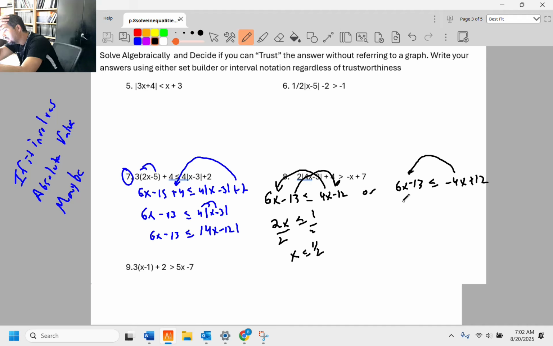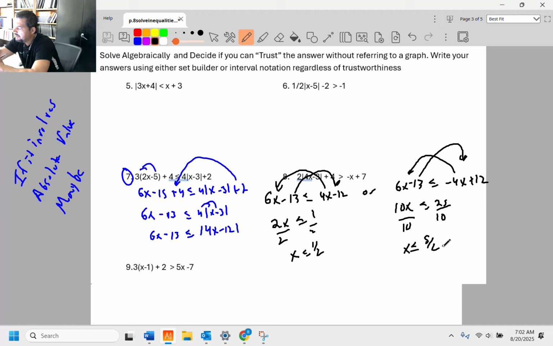We add 4x to 6x and we get 10x. We add 13 to 12 and we get 25. And we divide by 10. And we get that x is less than or equal to, both 25 and 10 are divisible by 5, 5 halves. So what's interesting here is that you're less than a half and you're less than 5 halves. Okay, this is the winner.